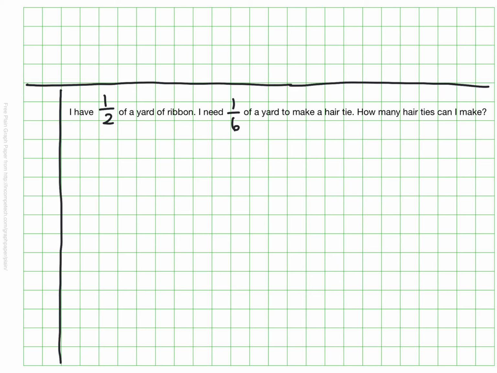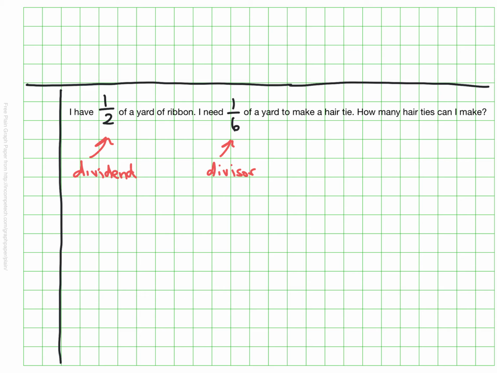The first thing I need to decide is what's getting divided by what, right? So I have 1/2 of a yard and I'm cutting that into sixths, right? So that means this here is what I'm starting with, right? My 1/2 is my dividend. And I'm cutting it into sections that are 1/6 each. I'm trying to see how many of those fit into 1/2. So that makes this my divisor.